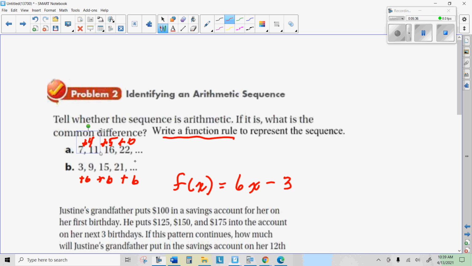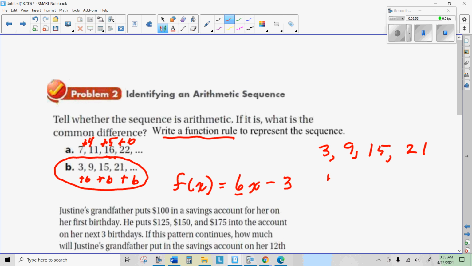All right, you should have picked sequence B here, and that's because you are adding 6 each time. So whatever you're adding, that's going to be your slope. That's what your multiplier is.